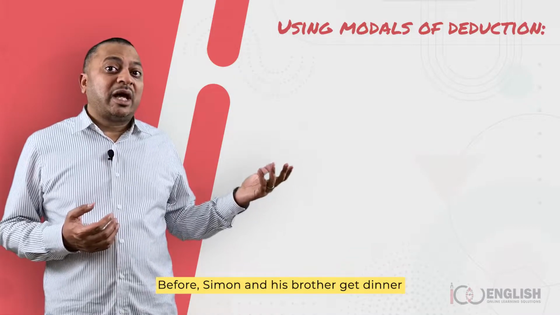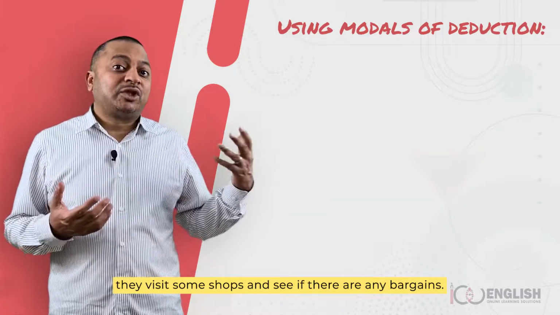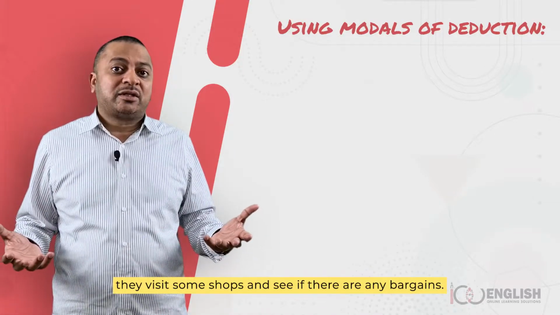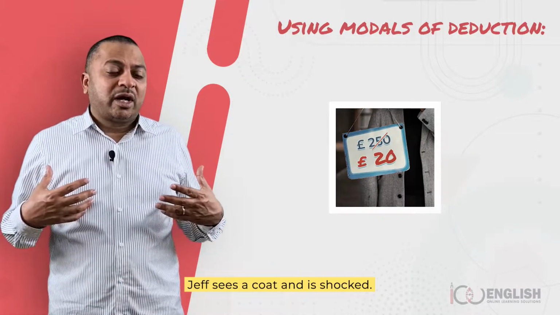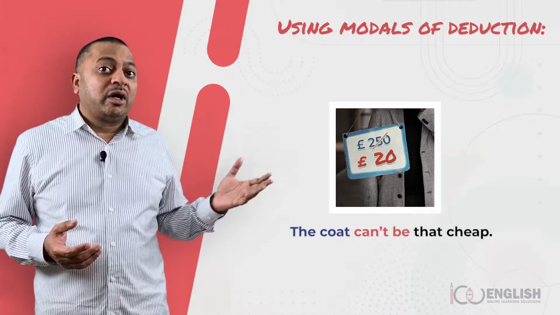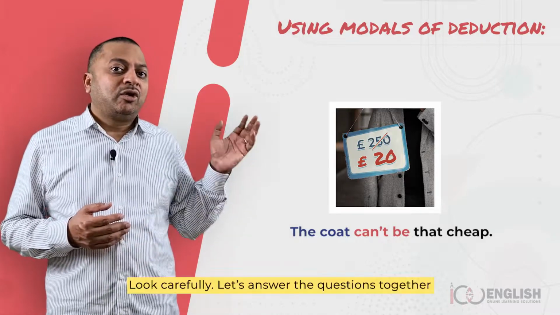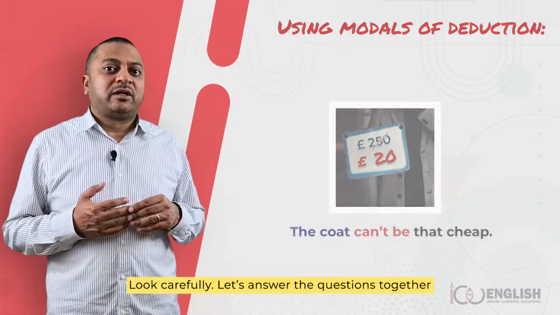Before Simon and his brother get dinner, they visit some shops and see if there are any bargains. Jeff sees a coat and is shocked. He says, "The coat can't be that cheap." Look carefully. Let's answer the questions together.